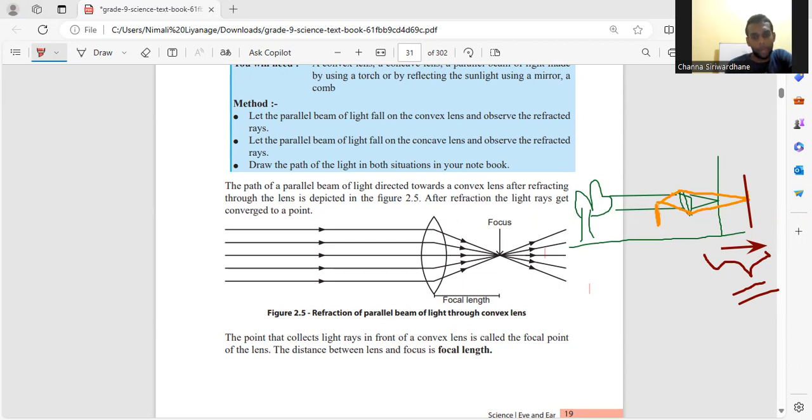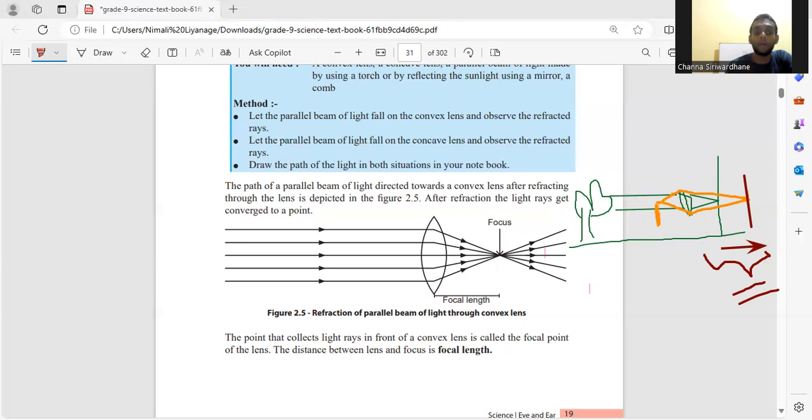Next point, focal point. Write "focal point" and put a colon, and write what the focal point is. Focal point: the point that collects light rays in front of a convex lens. In front, right? With a concave lens, it forms from the back.